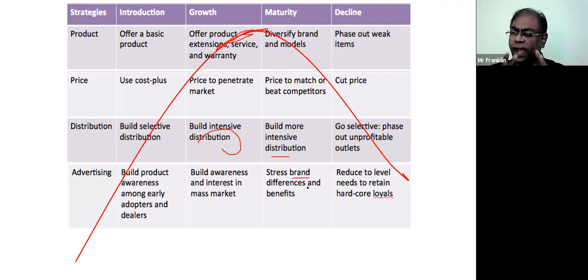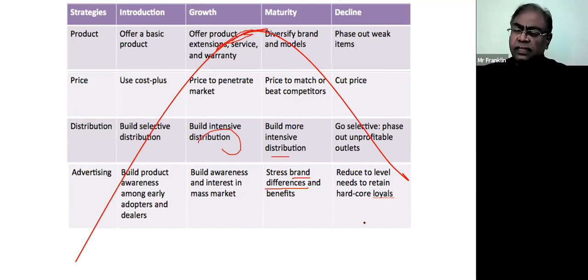Now why are you talking about brand difference? When you advertise, you talk about my brand is the best. It's got this feature, that feature. Why is it you talk about like that? What's the reason? At maturity stage, why do you think you talk about the differences and the benefits more? Anybody? You're marketing the product, you're doing advertisement, but you're stressing more on the differences between this product and that product.